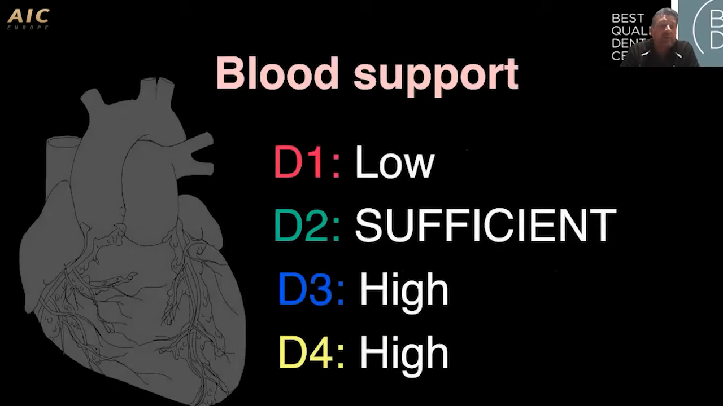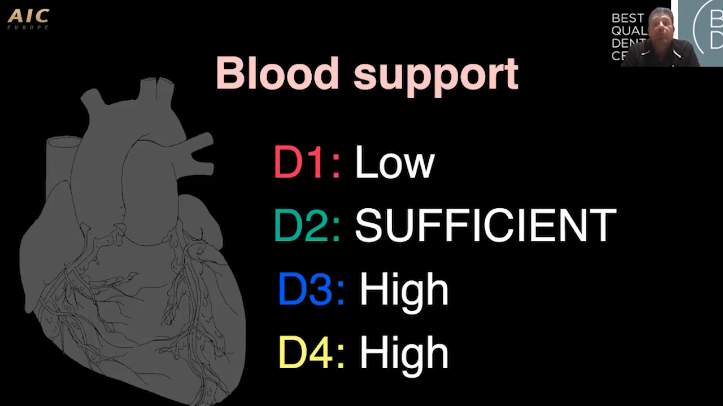Another thing that is very important is the blood support. Because of the very high density that the D1 type of bone has, we know that we have normally low blood support. D2 is normally sufficient. D3 and D4 normally have a very high blood support. It's always important to know this because of the procedures also. If you are going to do a bone graft, we need blood support. It's always important to have blood support.